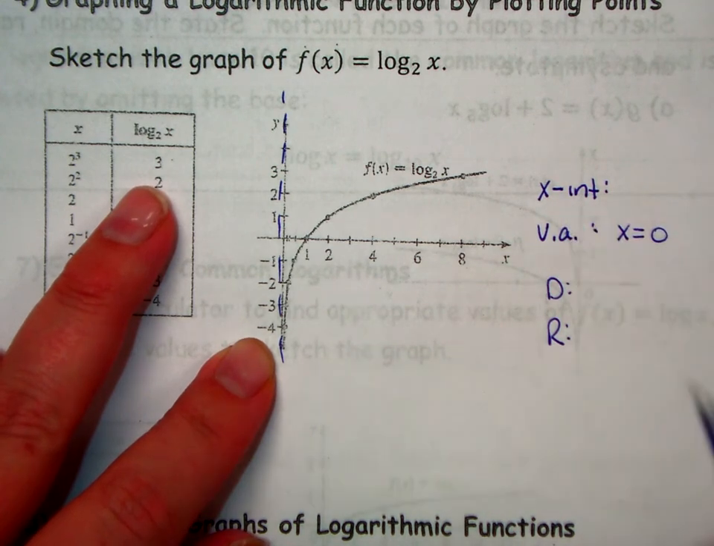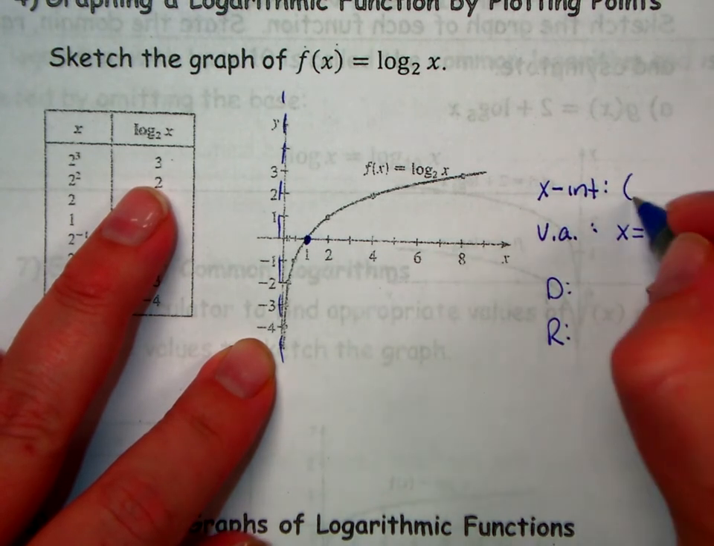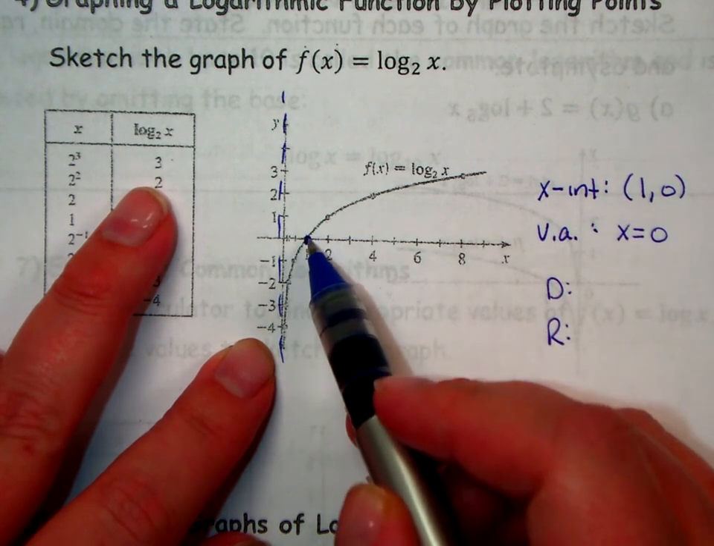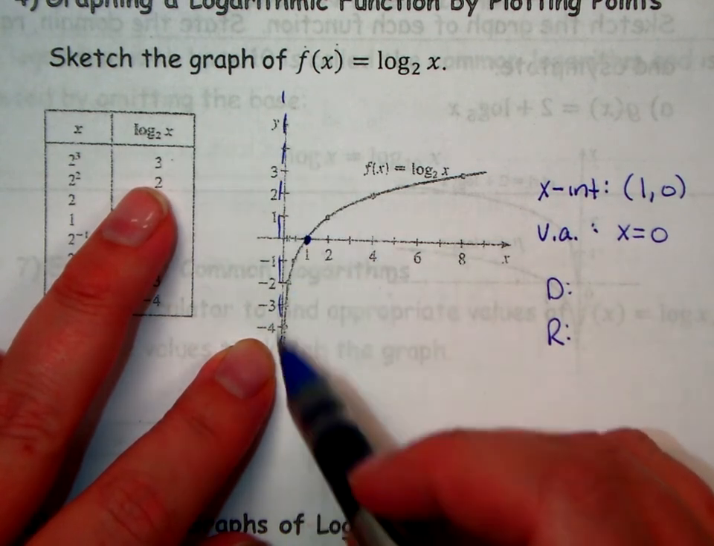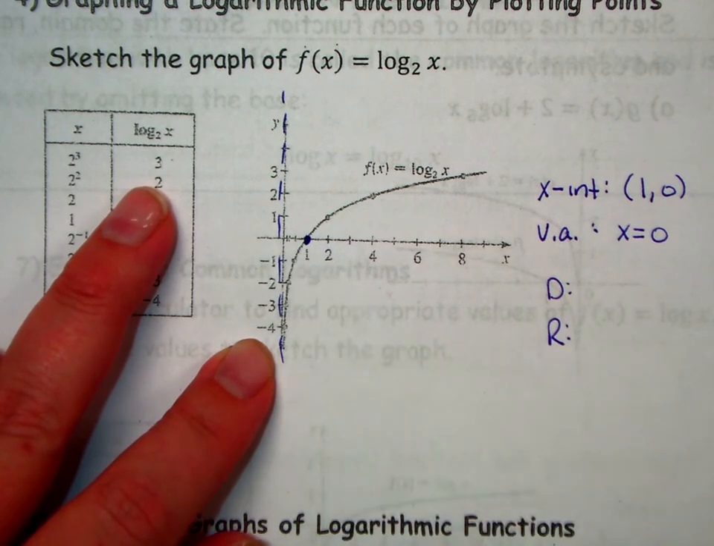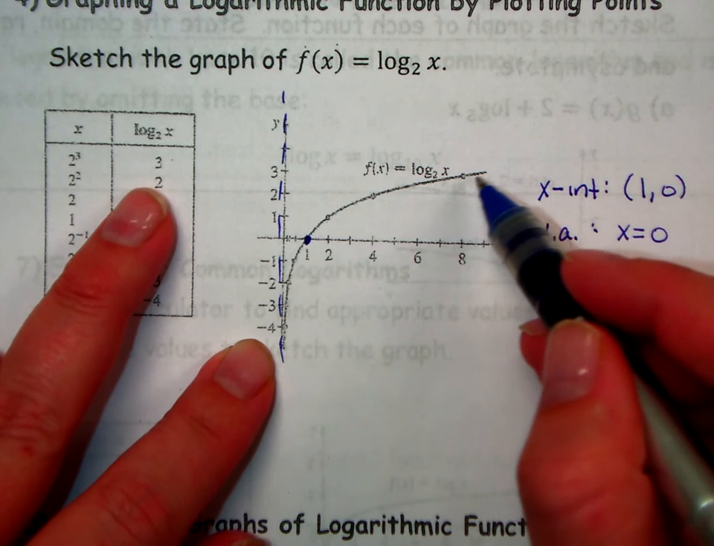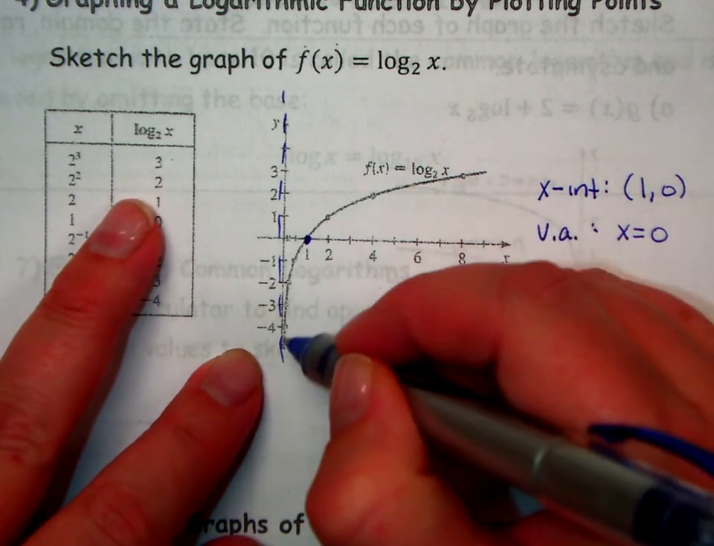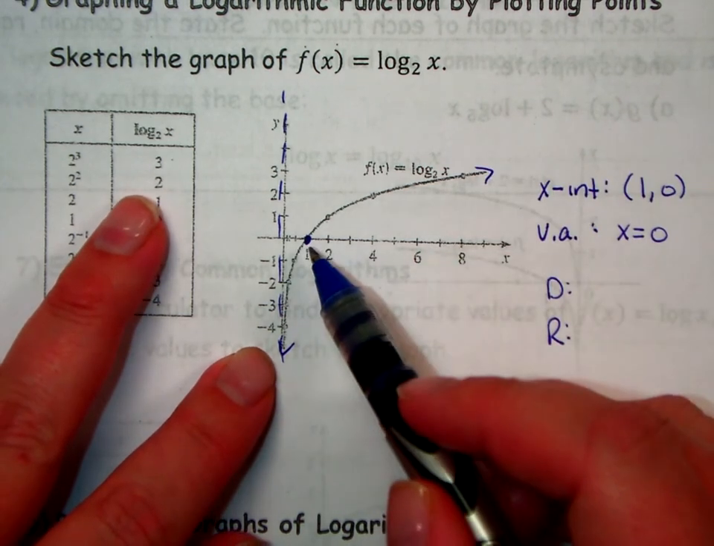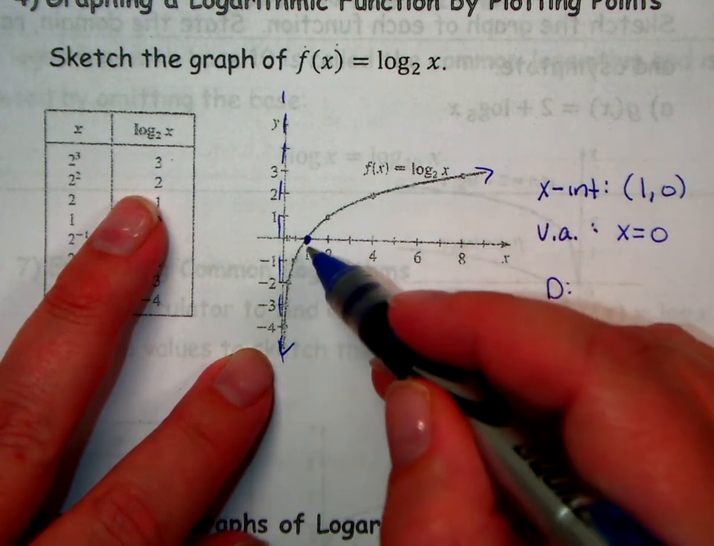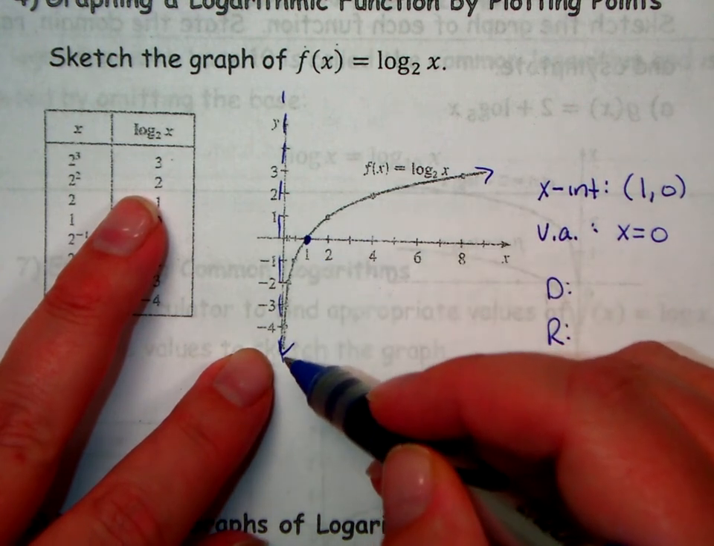A logarithm will always go through 1, 0. So the x-intercept is 1, 0. And this x-intercept should be 1 unit away from the asymptote. And then we're just going to draw our logarithmic shape through that point, right? So here, just let it grow slowly to the right, and then hit the asymptote and go down on the left, right?